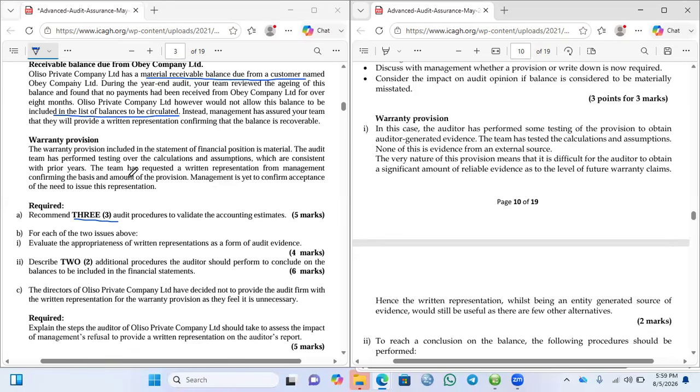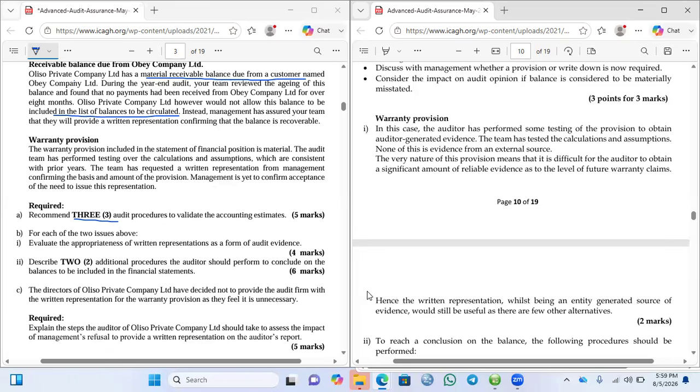You can only rely on the information I give you for the reasons why I'm making such provisions. Externally, you can go and see the customers and ask them if they are going to return the goods or not. I think that is okay. So for the warranty, the written representation is enough evidence. Okay.